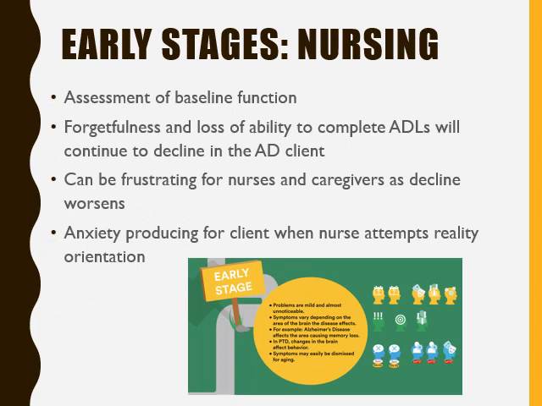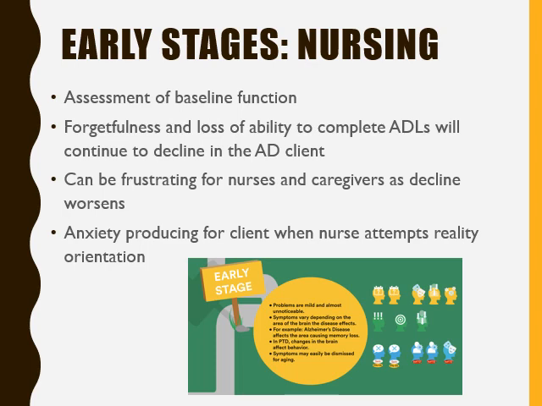So our early stages is basically, remember, here's again where that baseline cognitive function comes into play. You need to have a baseline assessment of what is going on with your patient. And then you need to look at the forgetfulness and the loss of ability to complete their normal ADLs. Remember, as the Alzheimer's patient it progresses, they will continue to decline. So maybe they are in the hospital 1 month, and then the next month you have them and they're worse. So that is a decline in the Alzheimer's patient.